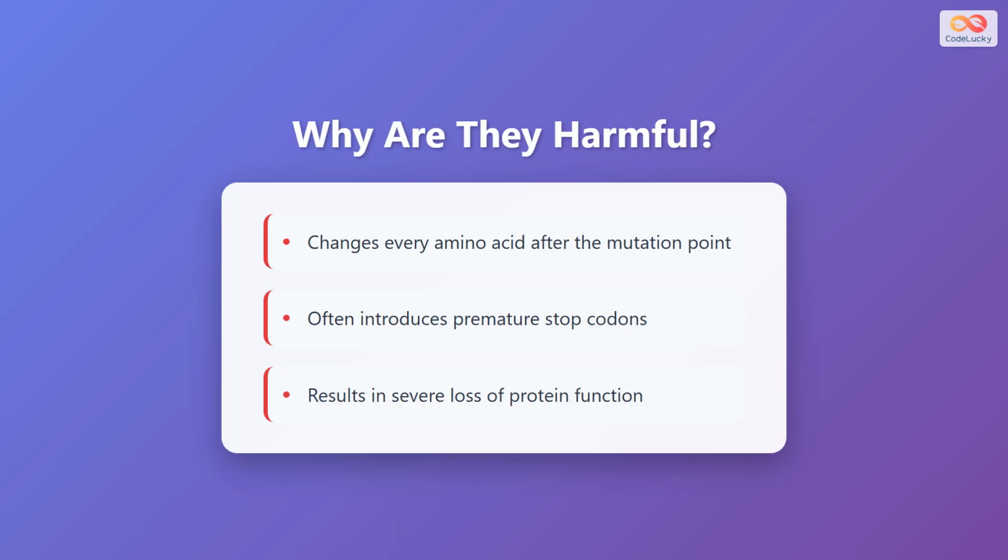Frameshift mutations are considered among the most harmful types of mutations for 3 key reasons. First, they change every amino acid after the mutation point, creating a domino effect throughout the entire protein. Second, they often introduce premature stop codons. These are signals that tell the cell to stop building the protein early, resulting in an incomplete, non-functional protein fragment. Third, the combination of these effects results in severe loss of protein function, which can lead to genetic disorders and diseases. Unlike point mutations that might only change one amino acid, frameshift mutations devastate the entire protein structure.